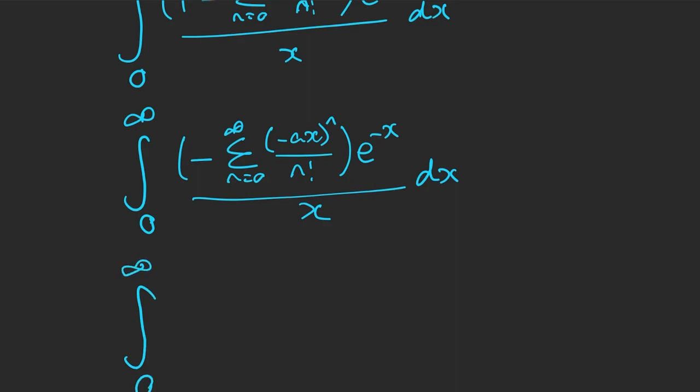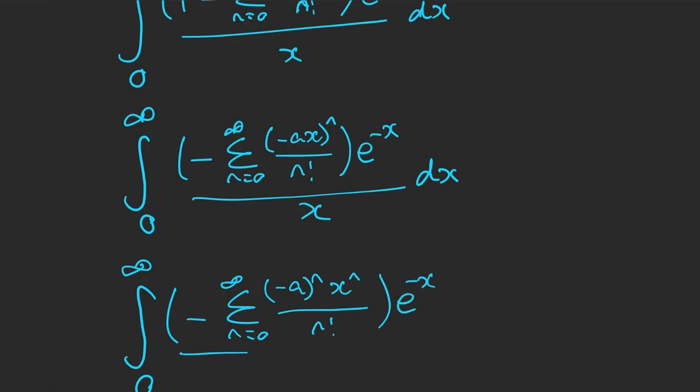So we're going to have the integral from 0 to infinity of the negative sum from n is 0 to infinity of, well, negative a to the power of n times x to the power of n over n factorial times e to the negative x over x dx. So all I've done there is split up these brackets here.